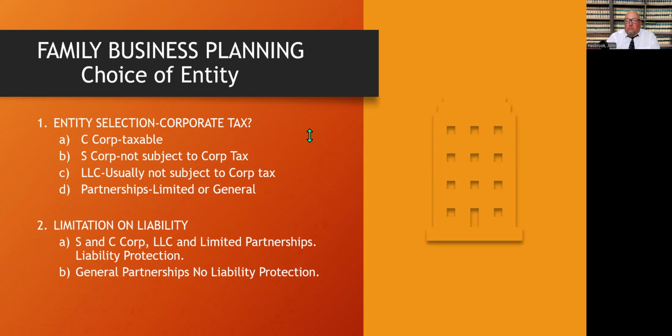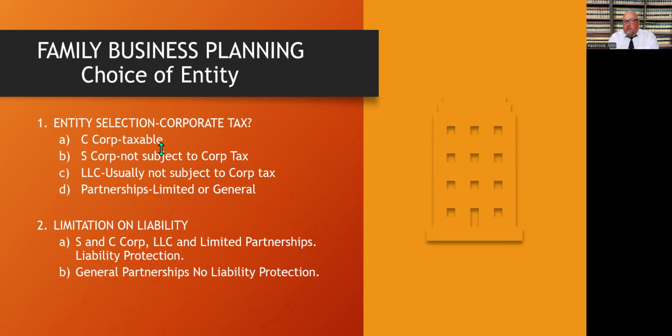So sometimes we call that a double tax, which means that the corporation will pay tax and then the owners or the family member owners will also pay tax. So it's subject to tax, and that's one of the main disadvantages of a C corporation.